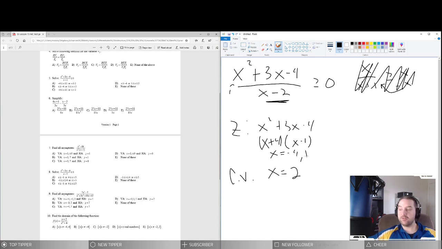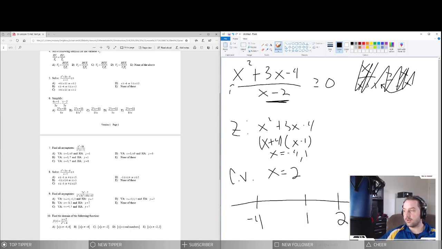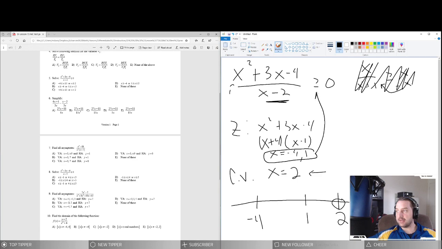Now I want to take all of those values and put them on a number line. So my values are negative 4, positive 1, and positive 2. Always your critical values are open circles because they're undefined, meaning we can never equal those values. And then my zeros are either open or closed circles depending on the inequality. Well, because it can equal it, we can say closed circle.